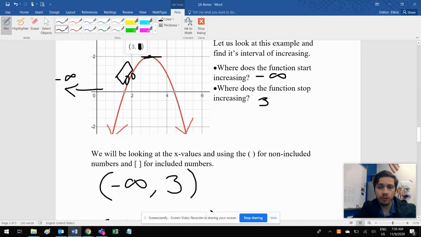So that is the interval of increasing. The interval of decreasing would be pretty much the exact same thing, but we would start at 3 and then go to infinity.